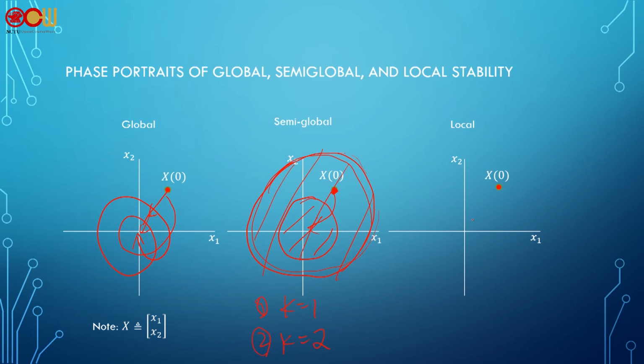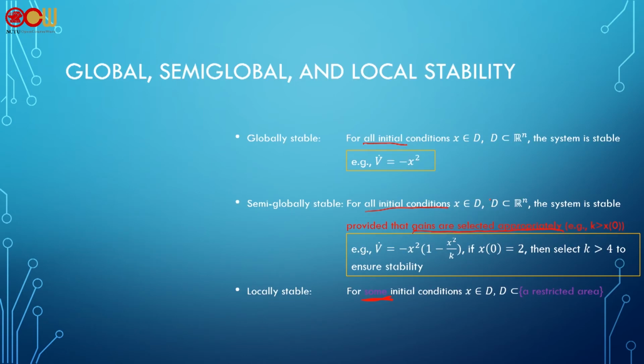For local, you cannot do anything. It means that if your initial condition is in here, it is guaranteed that the path of the solution converges to the origin. But if you are in here, it will diverge. So it all depends on the initial condition, and you can tell from what V dot looks like.